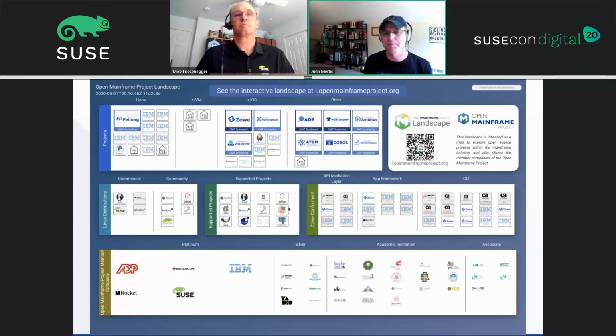This landscape is an open source project in and of itself. So if you know of projects out there that are mainframe centric that we're not addressing, you can do a pull request and get it added in there. We'd really love to build this out.